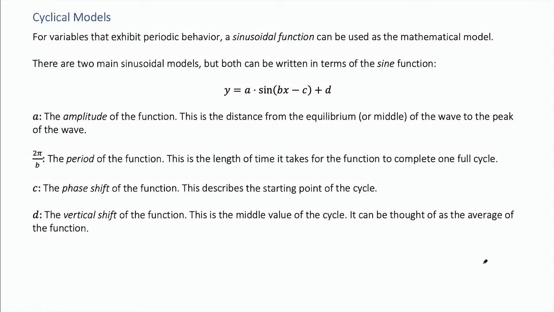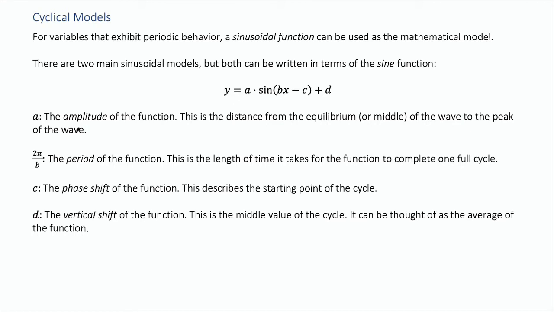Now there are the sine and cosine functions, but we're just going to work with the sine model, because the cosine can actually be shifted and it can match the sine. And so really any sinusoidal function can be written using a sine. Now there's a lot of different things in this, and so we're going to look at how they all affect the graph of the function.